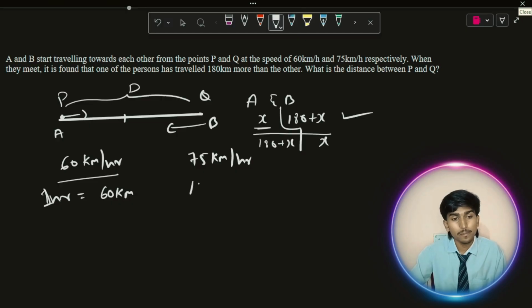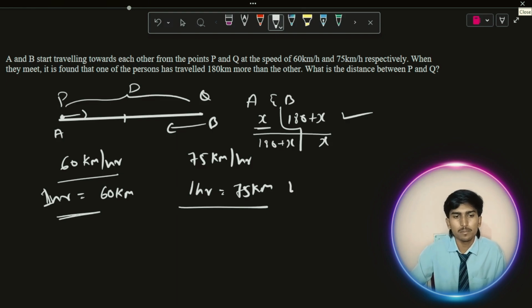B is traveling 75 kilometers per 1 hour. That means B is faster, very much faster than A. So who travels more? Who covers more distance? B, absolutely. B is faster, so B travels more distance. So we can take this condition.